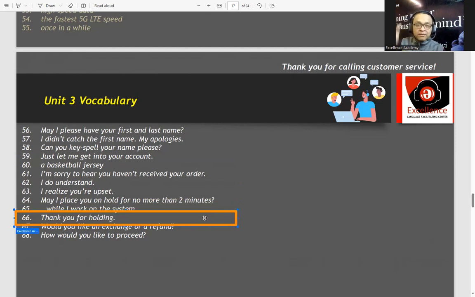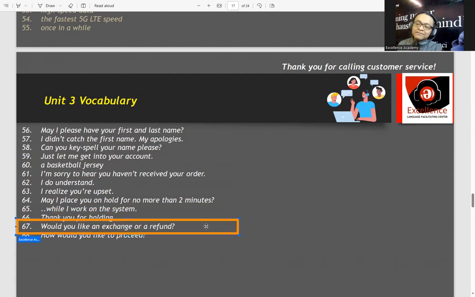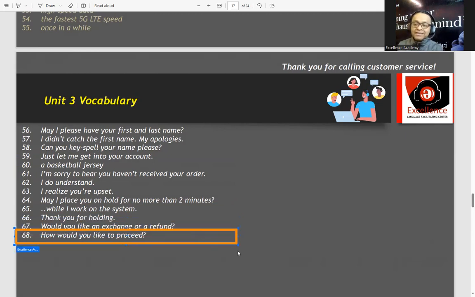66. When we come back, we thank the customer by saying, thank you for holding. Always thank the customer. 67, part of the resolution options, would you like an exchange or a refund? So we're offering the options. And 68, how would you like to proceed? It's just another formal way of saying, what do you want to do? So it's a polite way of telling the customer, what do you want to do?